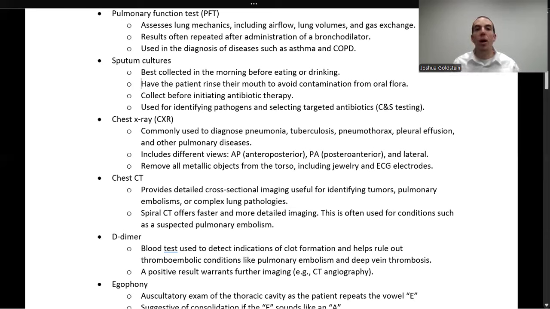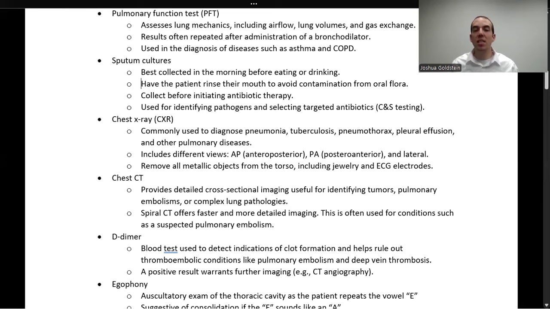Lateral means the side. When you are a nurse taking care of a patient that's getting a chest x-ray, make sure you remove their metal objects from their chest area or whatever area is getting imaged for that matter, including jewelry, necklaces. If you have ECG stickers on them, those almost always have metal in them. So make sure and remove those as well.